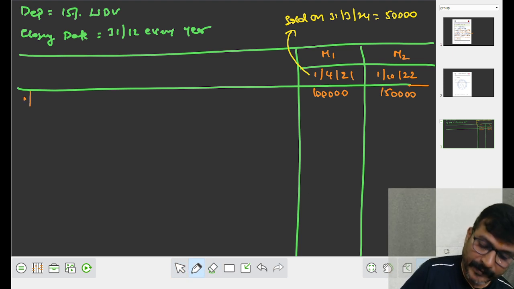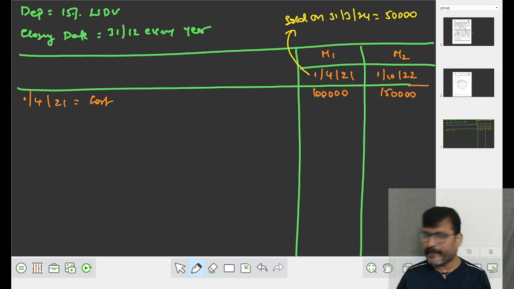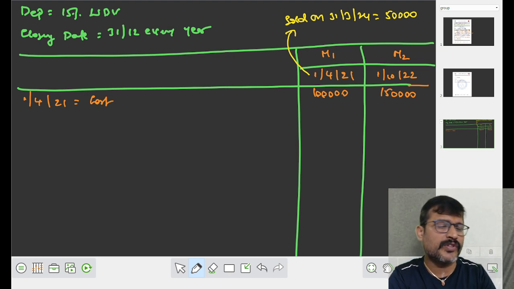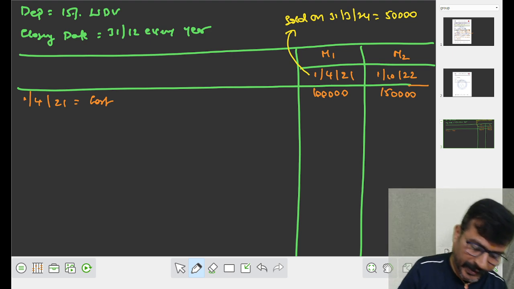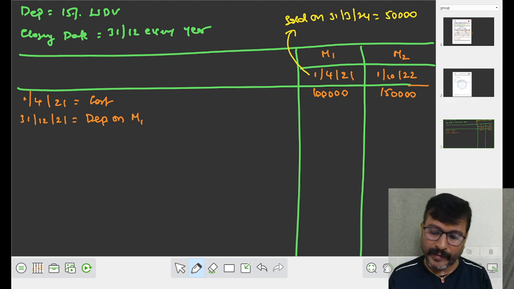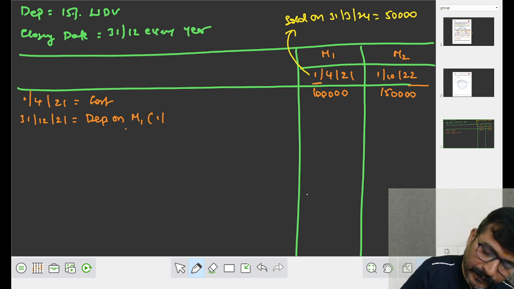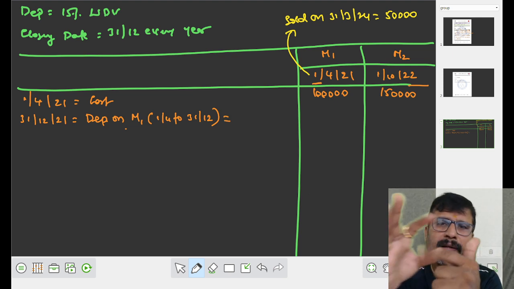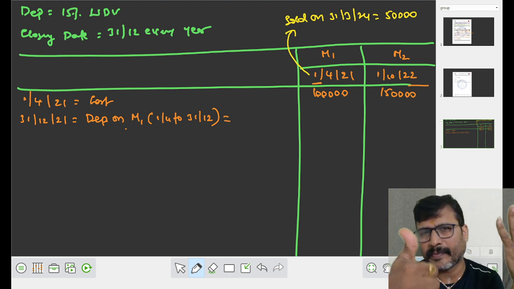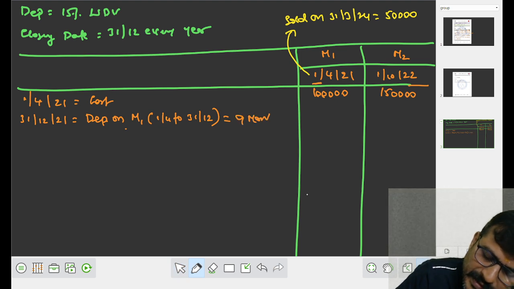Now I am supposed to write 1st April 21, it is cost. Now, my dear student, accounts are closed on when? Accounts are closed on 31st December, right? Depreciation on M1, from when? Purchased on April, accounts are closed on December. 1st April to 31st December. See how many months? April, May, June, July, August, September, October, November, December. It comes to 9 months.